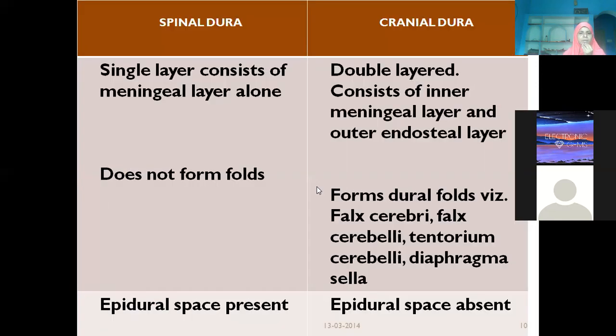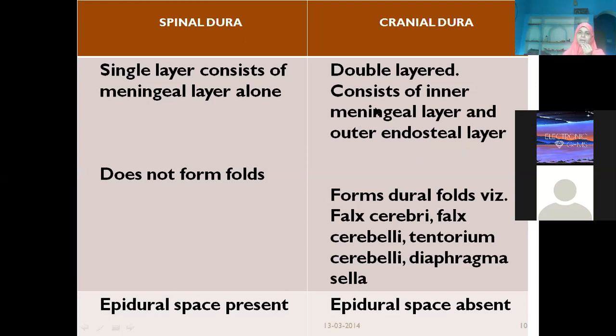Now we have certain comparative points between the spinal dura mater and the cranial dura mater. Spinal dura mater is generally single layered, consists of only meningeal layer. If you remember, I told you the cranial dura mater has two layers, no? Endosteal layer and meningeal layer. Between which what is there? Between the endosteal layer and meningeal layer, we have dural venous sinuses inside the cranial cavity. But here we have only meningeal layer. We do not have any endosteal layer in the dura mater surrounding the spinal cord.